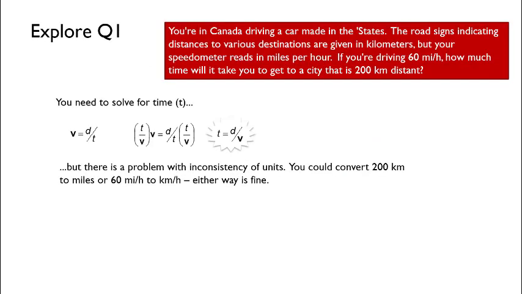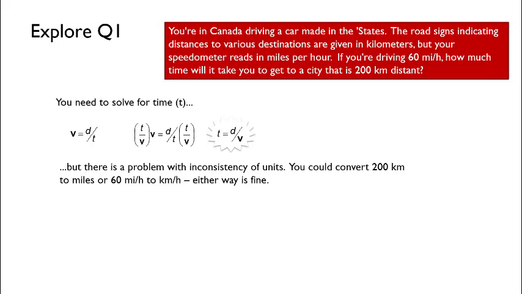Here's an example question. Imagine you're in Canada driving a car that's made in the United States. The road signs indicating the distances to the various destinations are given in kilometers, of course, but your speedometer only reads in miles per hour. If you're driving 60 miles per hour, how much time will it take you to get to a city that is 200 kilometers distant?